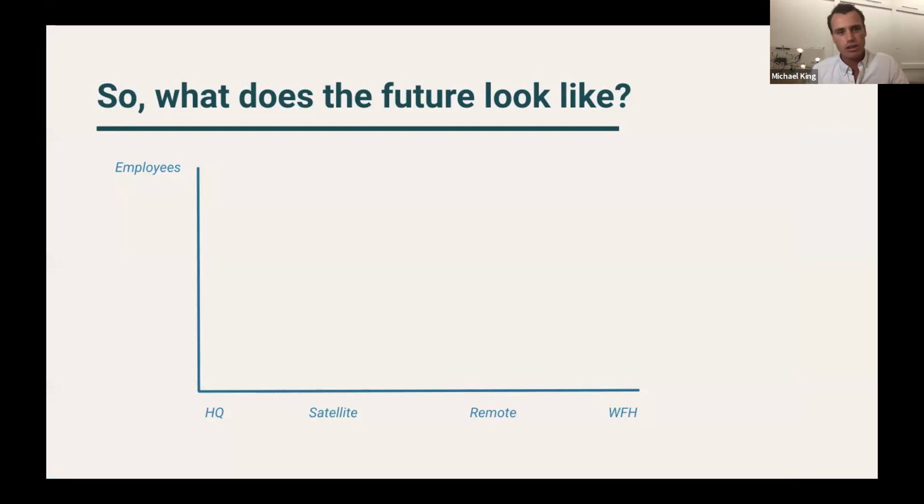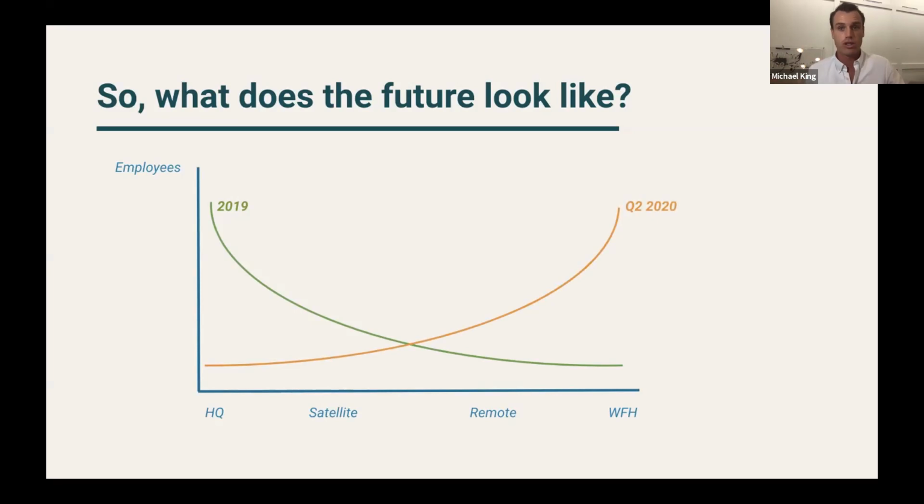What did 2019 look like? That probably looked like a business where the majority of employees worked at the headquarters, not that many in satellite offices. There's a third space that we were speaking of before, like a spoke or even a more remote office, and working from home. Now, what was the shift in Q2 2020? It was the absolute opposite. No one was going to headquarters, few people were going to satellite offices or somewhere in between, and everyone was working from home.